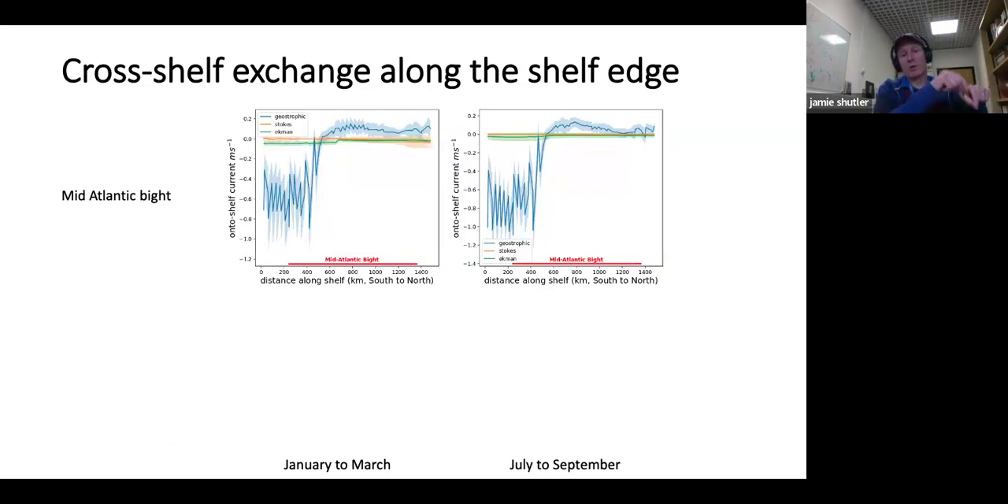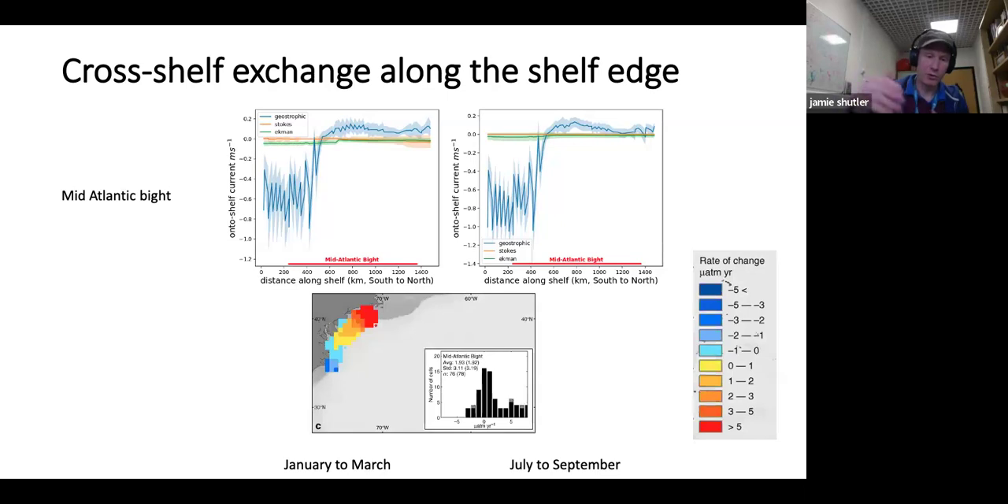Because we were extracting the values all along the shelf edge, you can then compare the different components in terms of the distance you travel along the shelf. So this is an example for the Mid-Atlantic Bight, and you can see the different ocean current components. Blue is geostrophic, green is the Ekman process, and orange is Stokes, the waves. As you travel along the shelf edge, you're getting different combinations and strength of different current components within that mixed layer that are traveling onto the shelf.